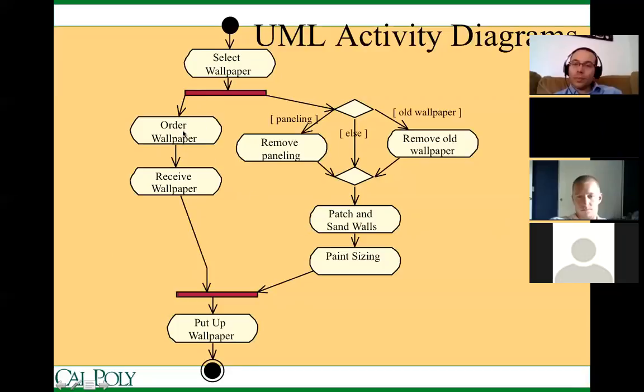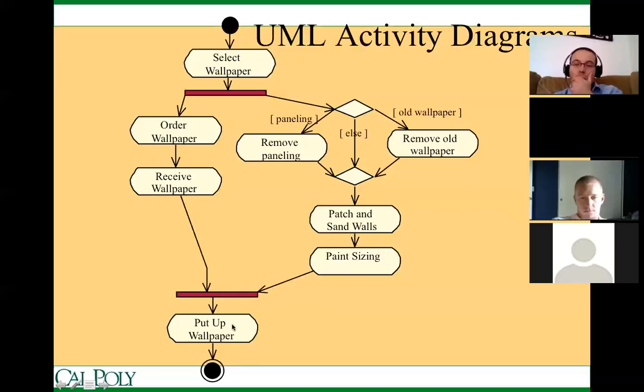So on the one side, we could order wallpaper and wait to receive that wallpaper. And on the other side, there's an if then else. So we've got the diamond. So this is a selection and a merge is what we would call this. And so this selection here would say, if there's paneling, we go over this way, we remove paneling. If there's old wallpaper, we remove the old wallpaper. Otherwise, we come down here and they merge together, and then we patch and sand walls and paint sizing, and all of them come together in this join.